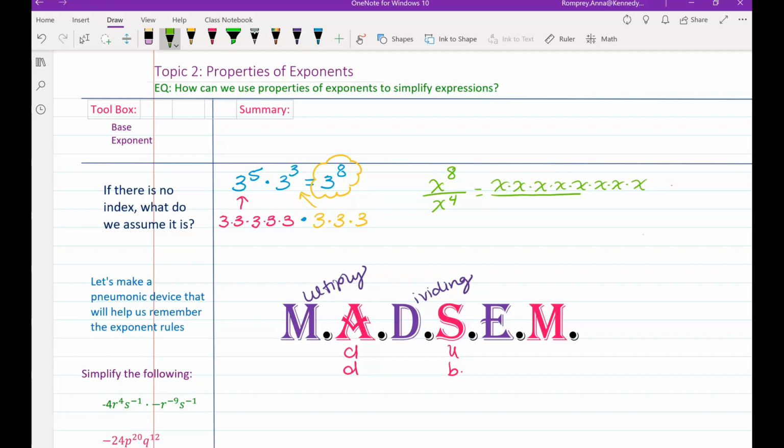So I've got 8 x's in the numerator and 4 x's in the denominator. What's anything divided by itself? What's 5 divided by 5? 1. So x divided by x is 1. So I'm going to go ahead and cancel out 4 of those x's. So what are we left with? 4 x's.